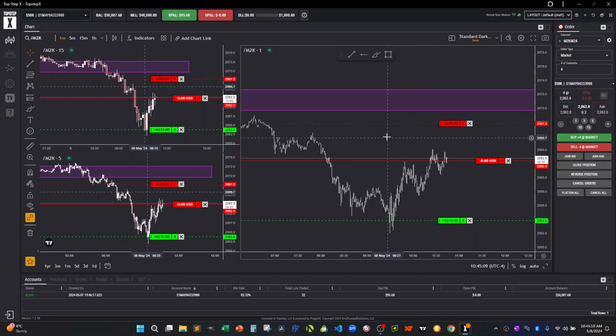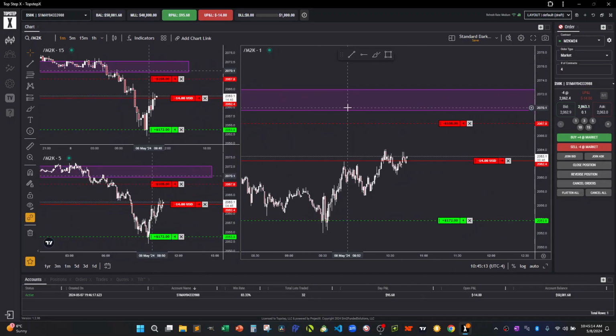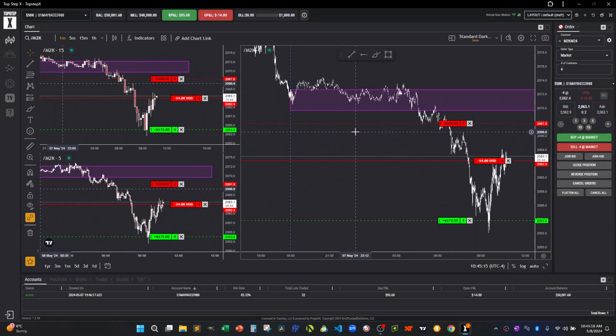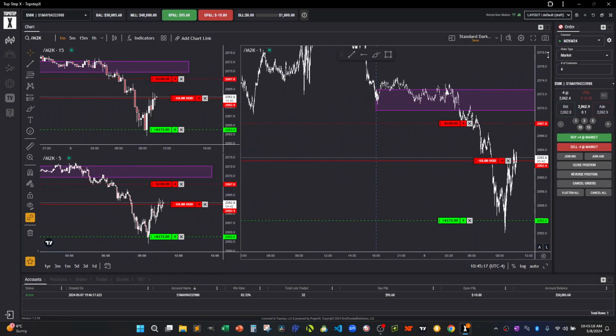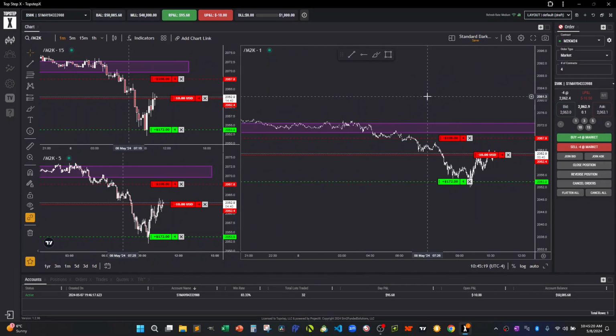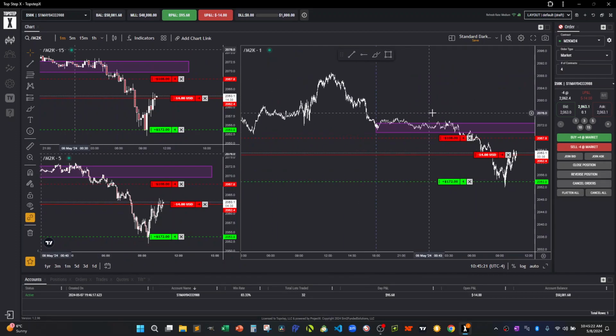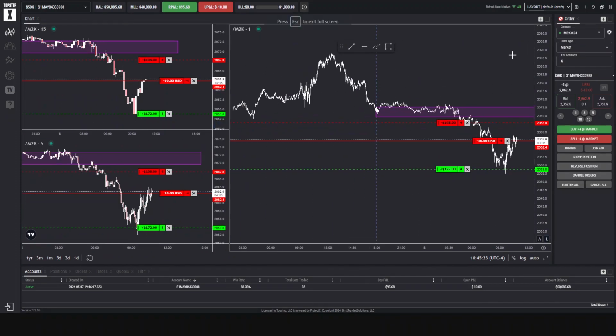First thing is right here we have the minute chart. And when you're looking at time and looking at a chart in general, you notice how I can zoom this out.